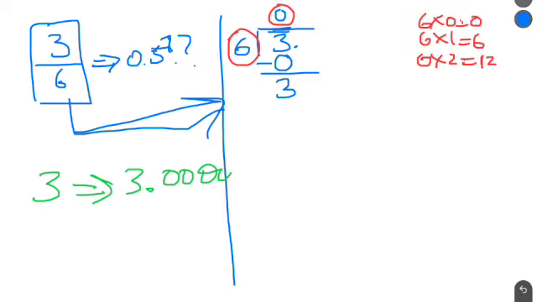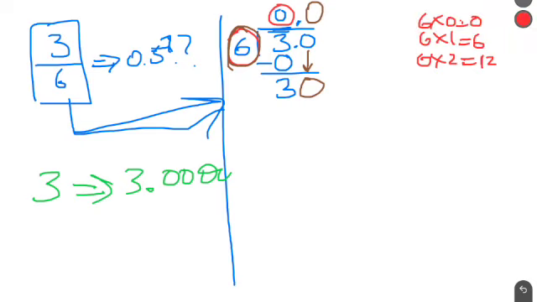Well, first of all, we're going to put our decimal point directly above the decimal point in the dividend, and then we add another 0. And then what we do is we bring down this 0 to make it 30. So now we ask the question again: 6 times what number gives us 30 or less? So we have to find out what number when multiplied by 6 would give us 30 or less.